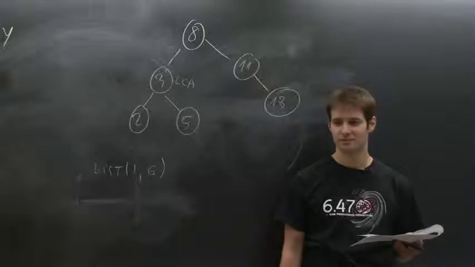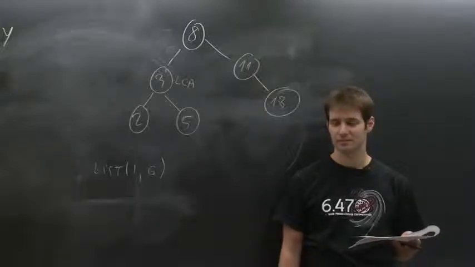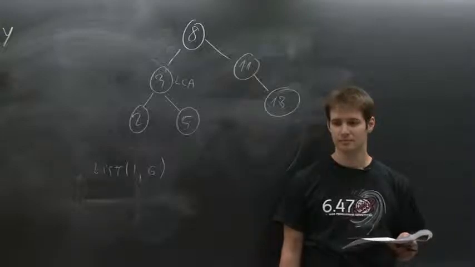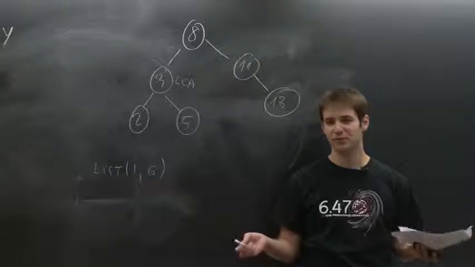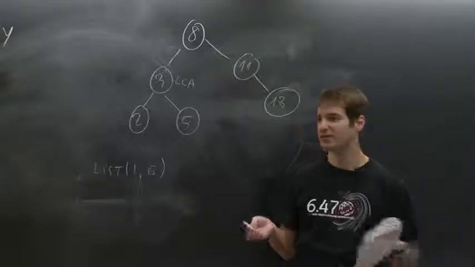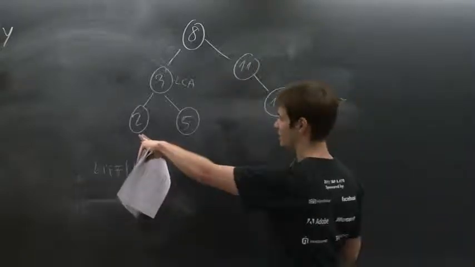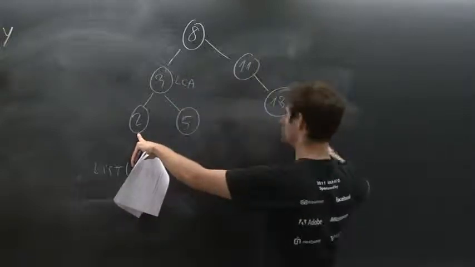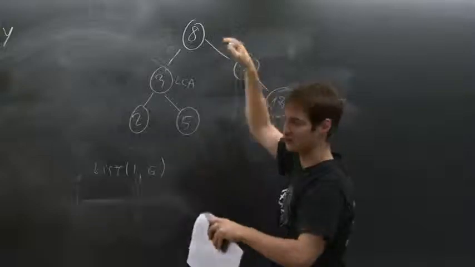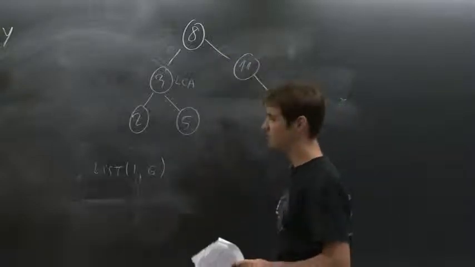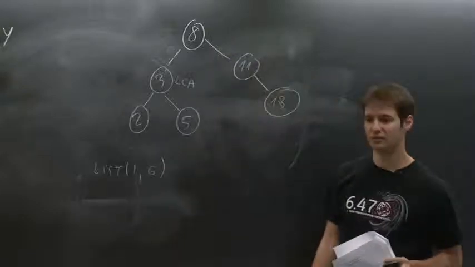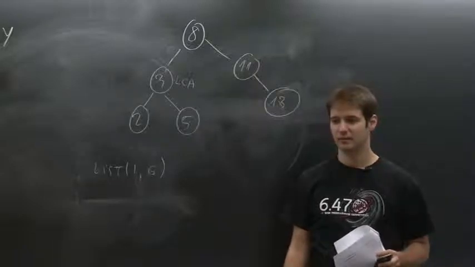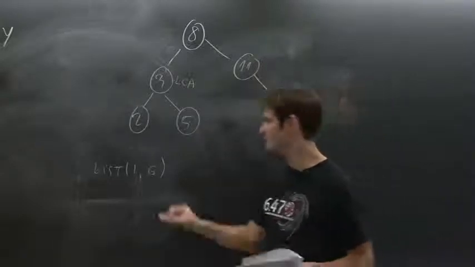The subtree of values that should be returned by node list. So usually you have two nodes in a tree and you want to return the LCA. So if I want to find out the LCA of 2 and 5, that is 3. If I want to find out the LCA of 2 and 13, that's 8. Now if the keys are not in the tree, what does the LCA give me? It's where they would be if they were inserted, right?